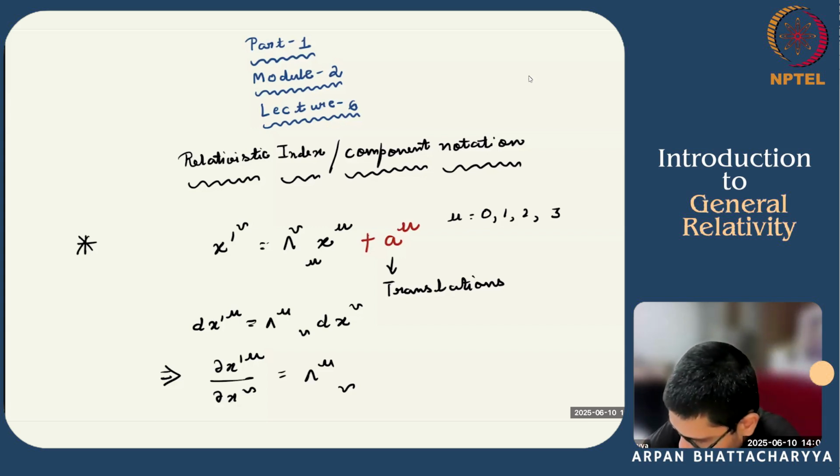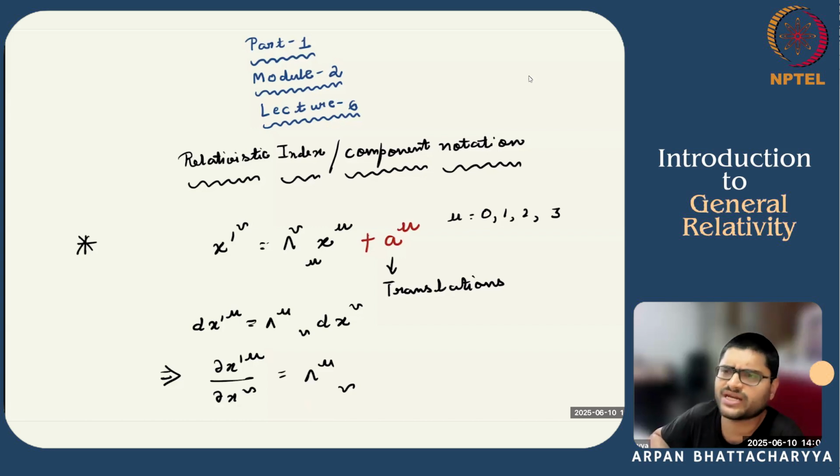And then instead of this Lorentz transformation matrix, we will get some general Jacobian matrix, which will be a function of the space-time coordinate as well. Remember, this lambda, the Lorentz transformation, is independent of space-time coordinate. It's only a function of this boost or rotation.